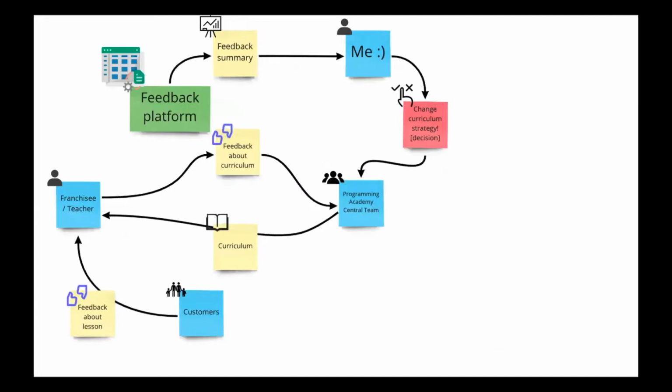Because of that, it was very hard to analyze the feedback, to understand it properly. We were missing the context of the feedback and how the feedback from a specific lesson can be mapped into feedback about the curriculum. And this is when we changed our approach a bit, and we gave a bit more responsibility to the franchisees or teachers about the feedback.